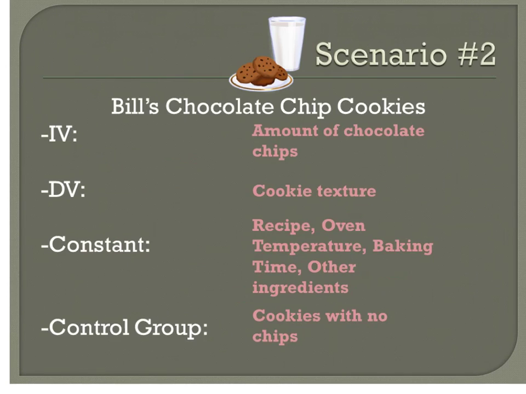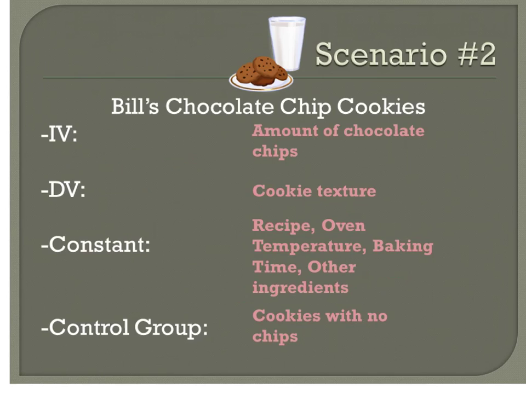Our second scenario involves Bill and chocolate chip cookies. And I've got to be honest, this is probably my favorite one on this paper because it involves some yummy food. So this is my kind of experiment. It says that Bill loves his grandmother's chocolate chip cookies. He would like more chocolate chips in the cookies. Who wouldn't? But he's not sure if more chips would change the crunchy texture of these cookies. He'll need to do an experiment. That's the best reason to do one.